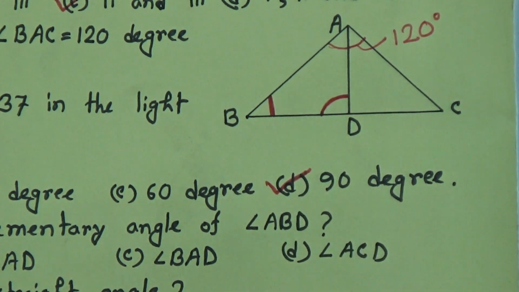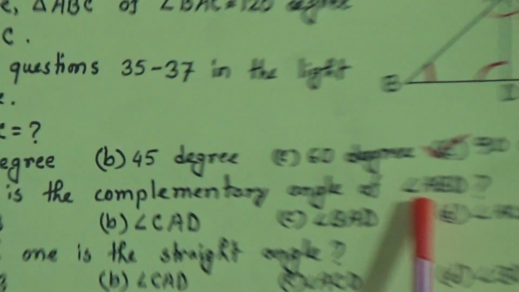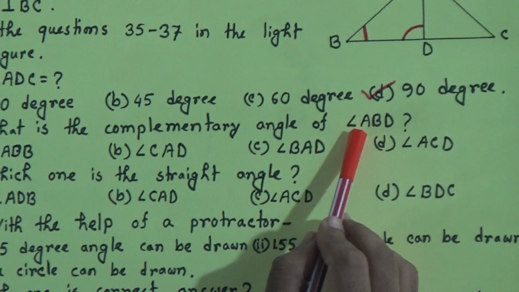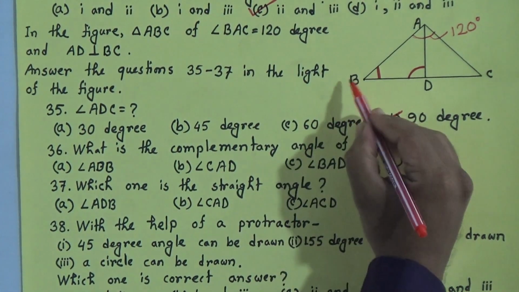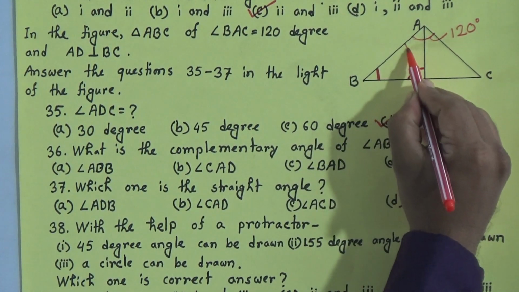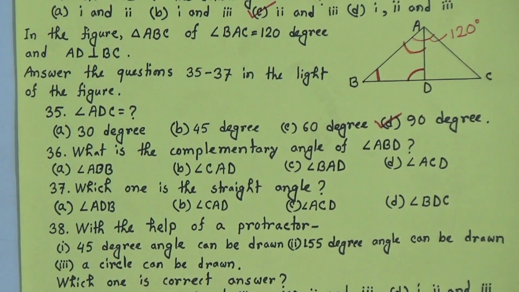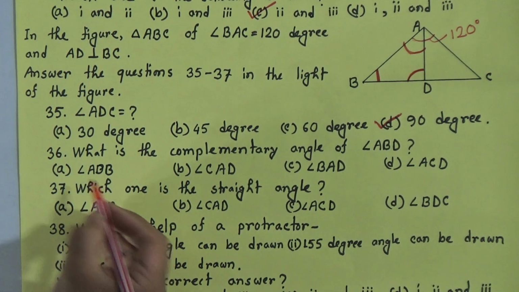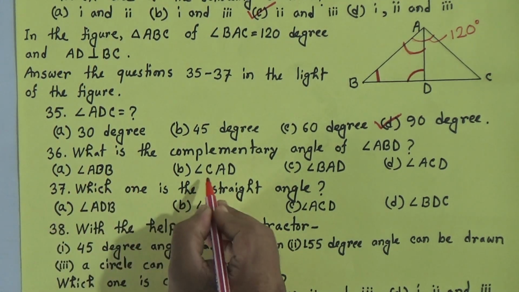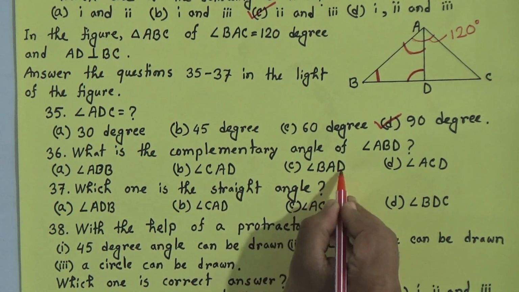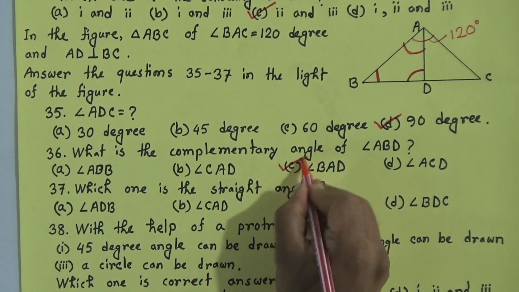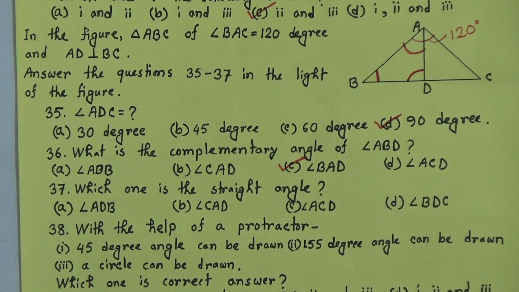So we have to find out the complementary angle of which one? We have to find out the complementary angle of angle ABD. Angle ABD's complementary angle is what? Angle BAD. That means this angle BAD. What is our answer? Option A is ADB, no. Option B is CAD, no. Option C is BAD, yes. Our answer will be option C. Okay.